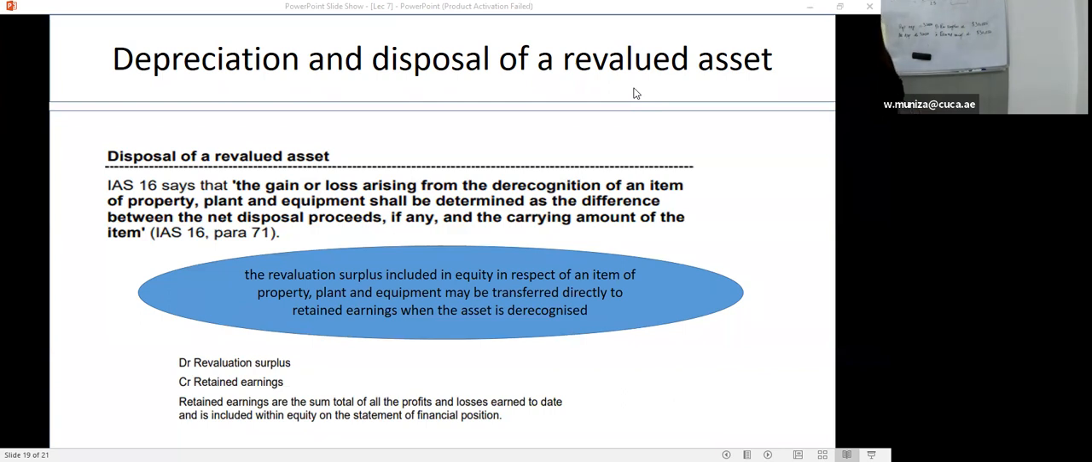The revaluation surplus included in equity in respect of an item of property, plant and equipment may be transferred directly to retained earnings when the asset is de-recognized. So whenever we are de-recognizing an asset, its relevant balance on the revaluation surplus account must also be de-recognized. So they say the accounting entry for that will be debit revaluation surplus, credit retained earnings.